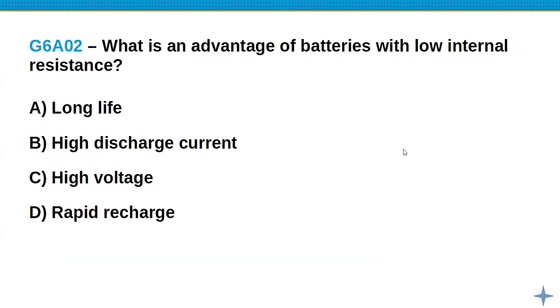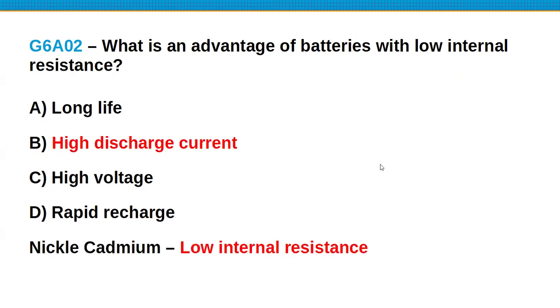What's the advantage of batteries with low internal resistance? It's low resistance that has a high current going out. So bravo. Right, that's correct. You've got a 12-volt battery and it's got low resistance in the output. You'll get more current than you would if it had a high resistance.